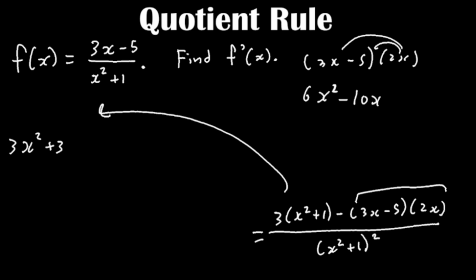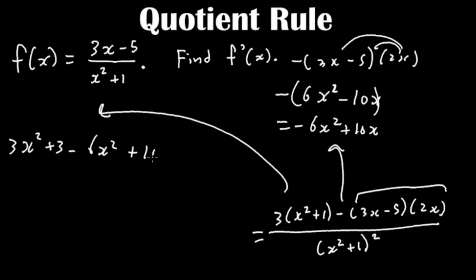Okay. And then we're subtracting that whole thing. So this minus, this becomes minus that whole thing. So that's minus 6x squared. And that negative 10x becomes a positive 10x. So over here, we already accounted for that minus. So this is going to be minus 6x squared plus 10x over x squared plus 1. Let's just leave that as x squared plus 1 squared.